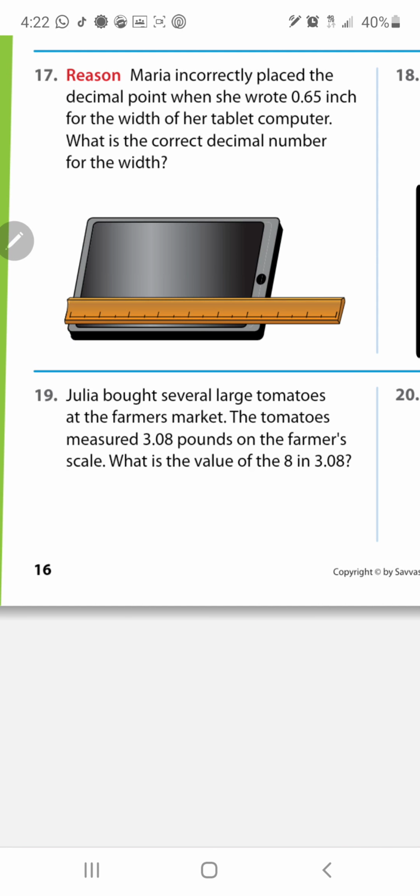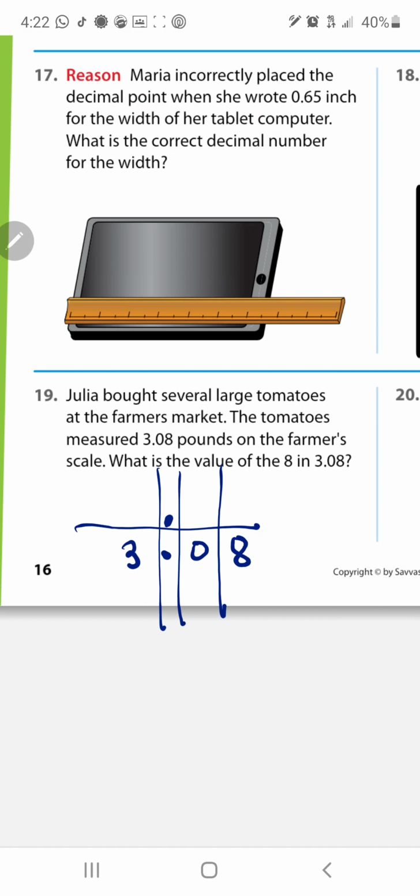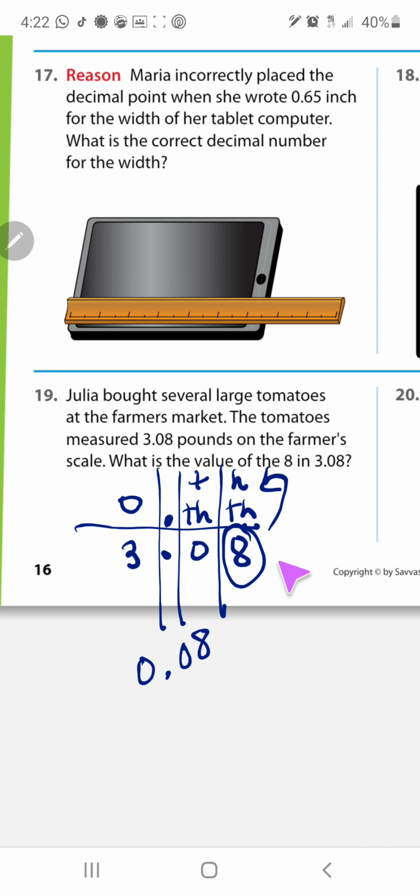It says Julia bought several large tomatoes at the farmer's market. The tomatoes measured 3.08 pounds on the farmer's scale. What is the value of the 8 in 3.08? Easy, just go ahead and set up your place value chart. Put your number inside with your decimal, 3, 0, and 8. Put the value at the top for each one. This would be your tenths, and this would be your hundredths, and this would be your ones. It's asking for the value of the 8, which means that it is in the hundredths place. The value of that is simply 0.08 or 8 hundredths.